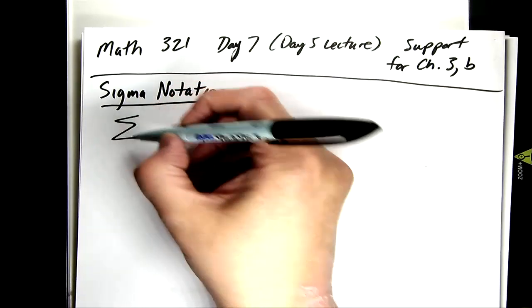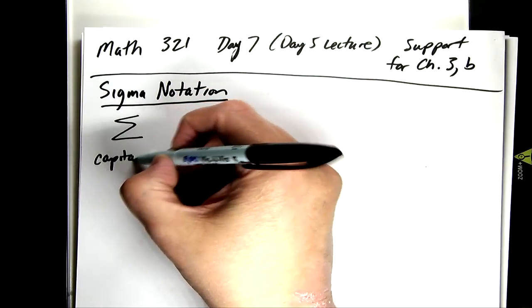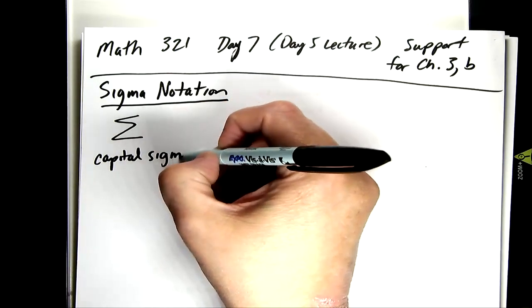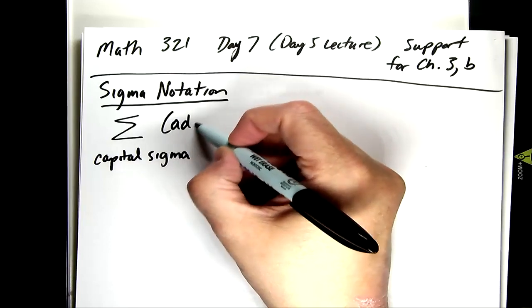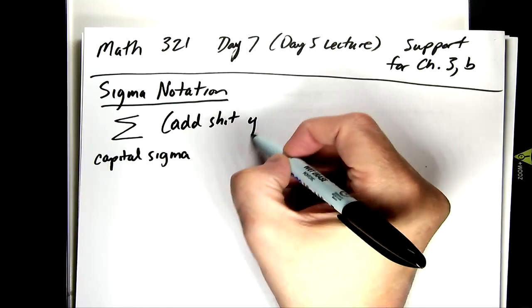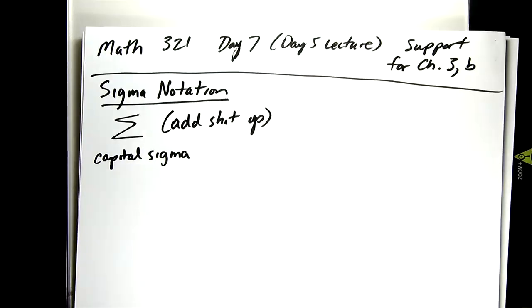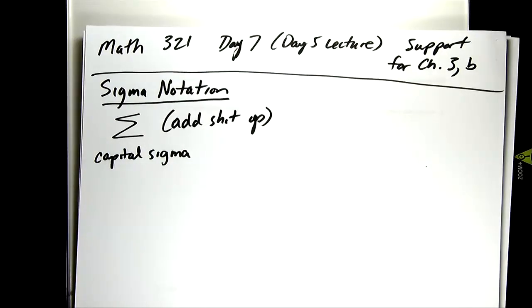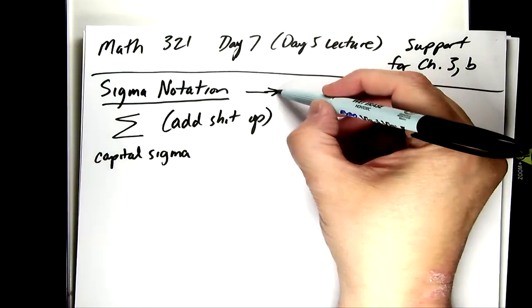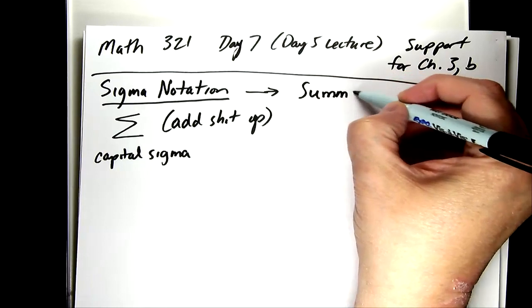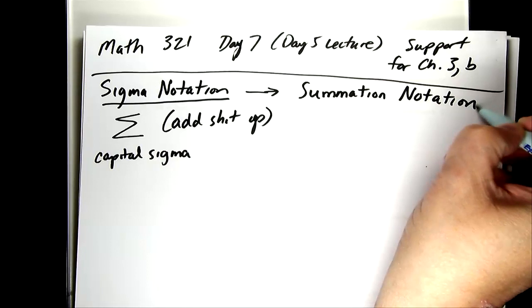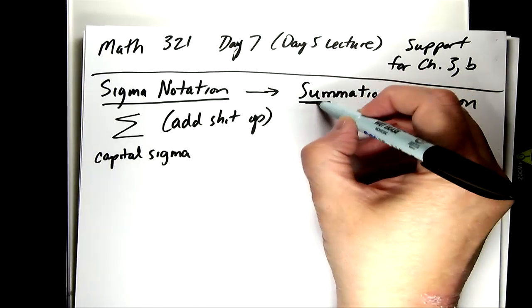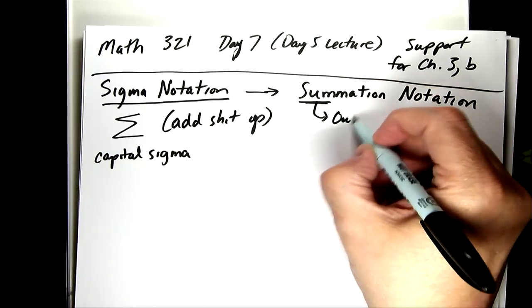That is capital sigma. And when you see that symbol, it means add it up. It's exactly what it means, add it up. Sigma notation, another word for it is called summation notation, where sum, the word sum, is the outcome of addition.